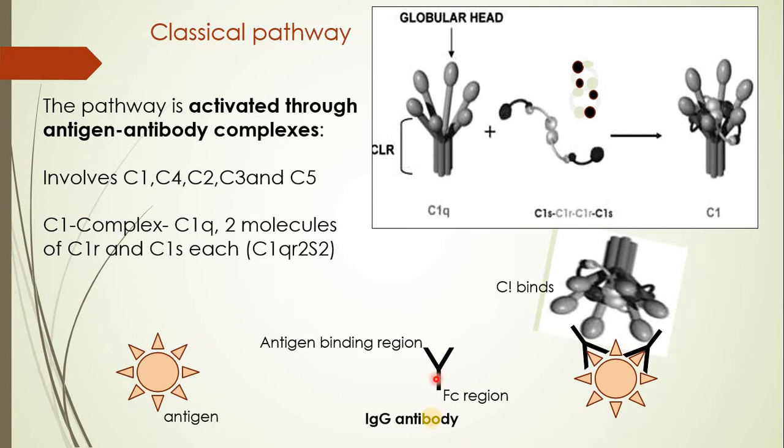Now once the immunoglobulin G binds with the antigen, obviously its antigen binding sites are occupied with the antigen. So what is left out is the Fc region. This Fc region is important because it gives the site for binding of C1. So the C1, which is in active form, will be seen binding with the Fc region of the antibody. So here you can make out what I mean to say.